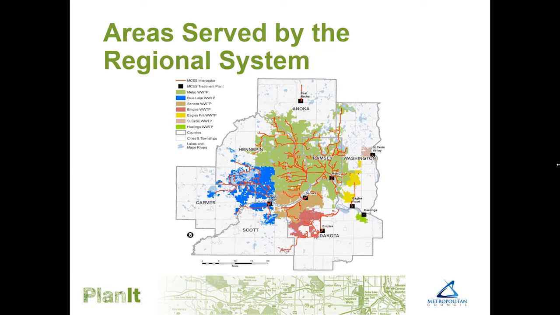First, I'll be starting with communities that are served by the regional wastewater treatment system and those plan requirements. The regional wastewater collection and treatment system provides service to 109 communities within the 7-county metropolitan area. This service is provided through one of 8 regional wastewater treatment facilities and provides service to over 2.5 million people.